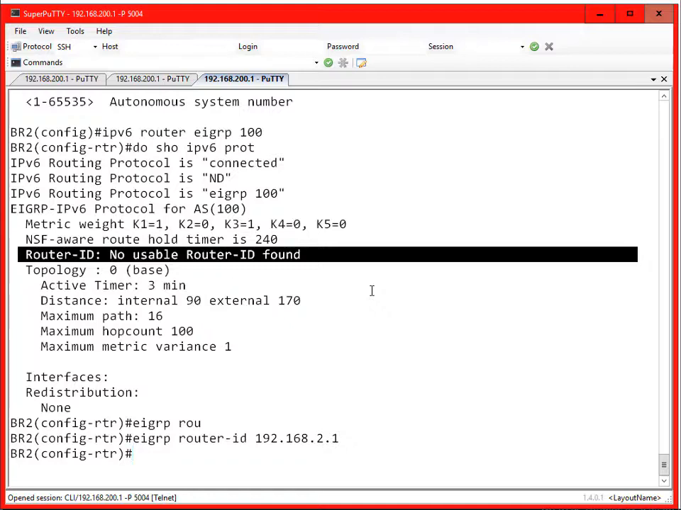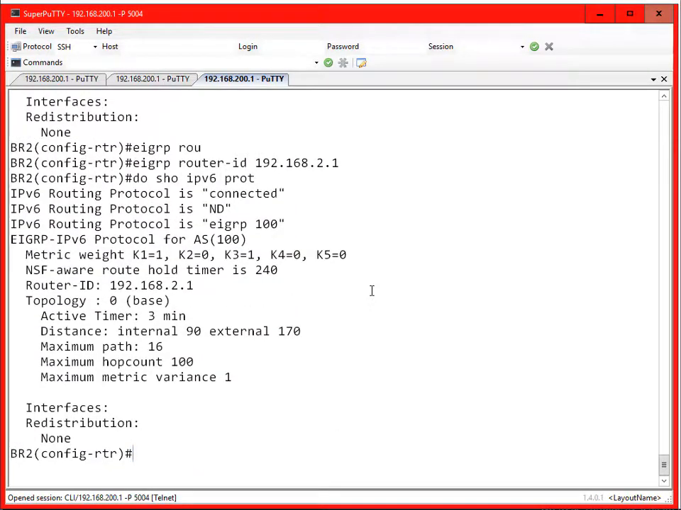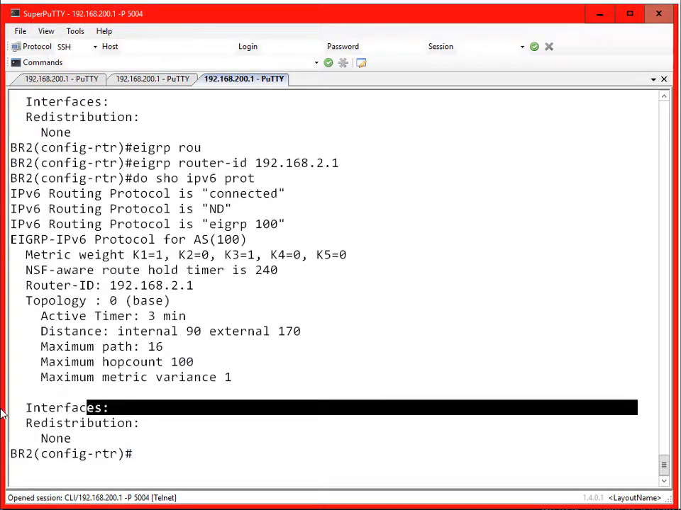You know, it just has to be unique within the entire domain. All right, now if I do my show IPv6 protocols, we can see that the router ID has been established as 192.168.2.1. Something that you definitely have to be aware of, especially when you start configuring OSPF, particularly OSPF for IPv6, because the router ID in OSPF plays such a significant role in the overall process. However, we can still see that we don't actually have EIGRP running on any of our interfaces.